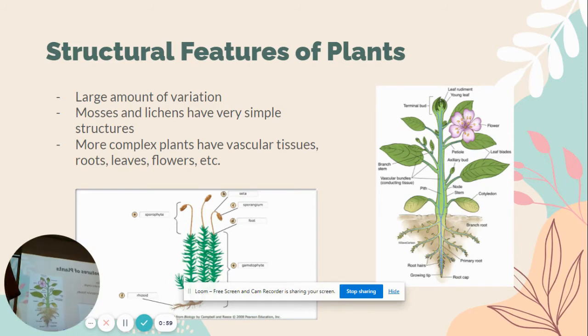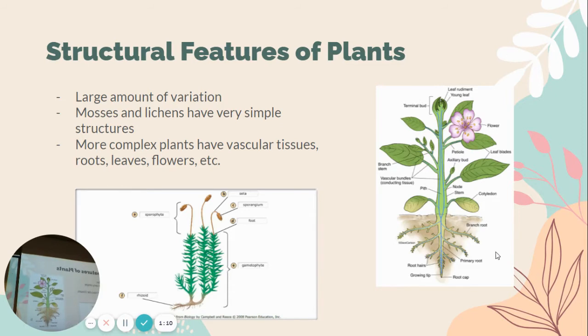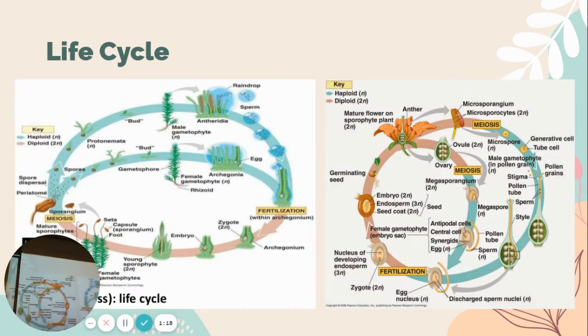Structural features of plants. There is a lot of variation in the structural features of plants because they're a whole kingdom. So things like mosses and lichens, the more primitive plants, have simple structures, and more complex plants have things like vascular tissues, the xylem and phloem, roots, leaves, flowers, and whatnot. Roots.